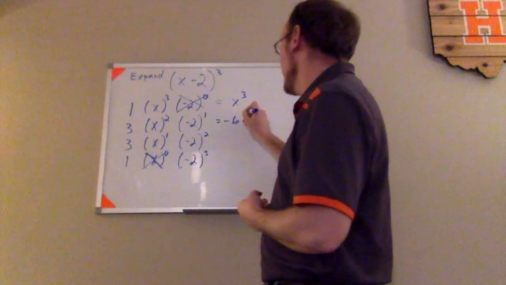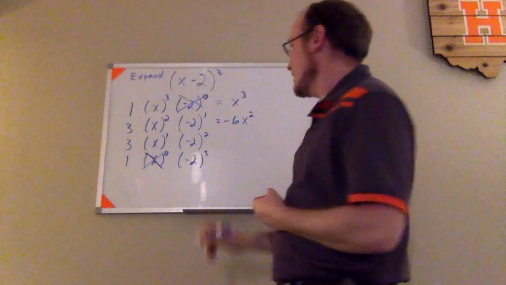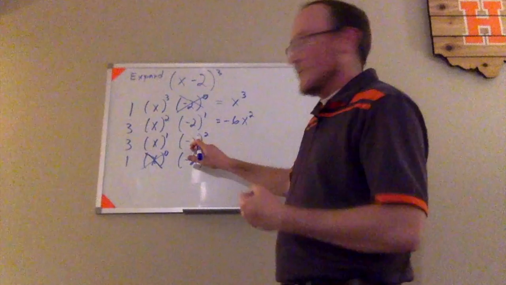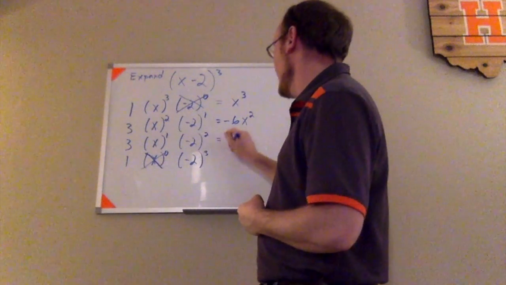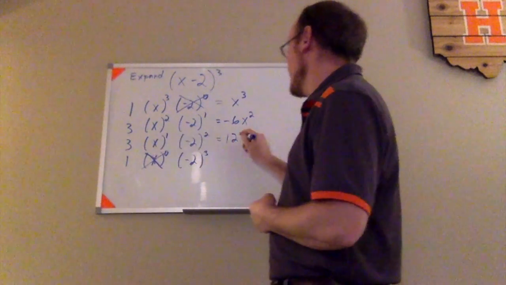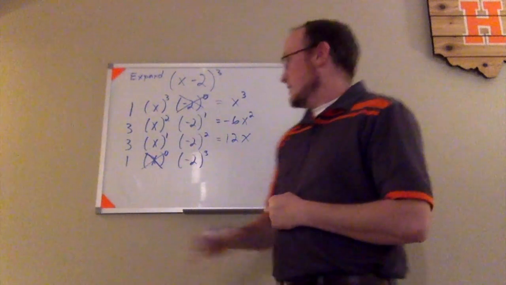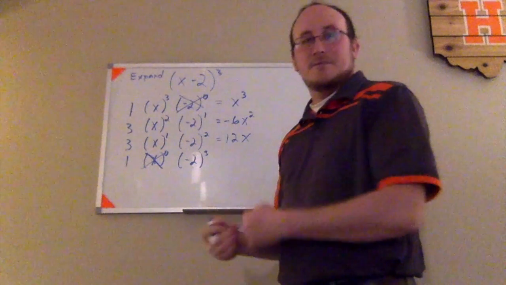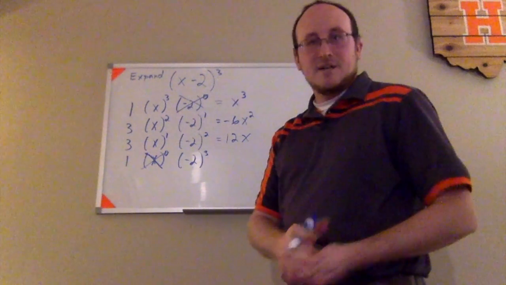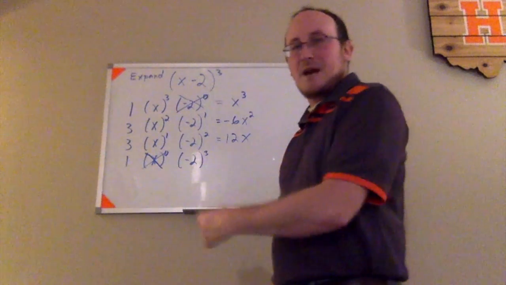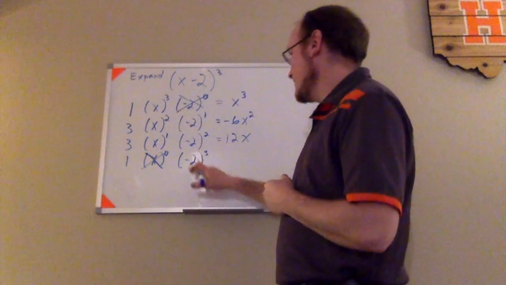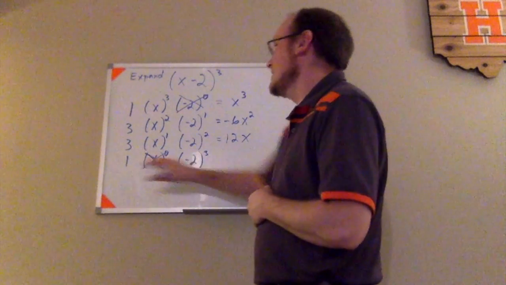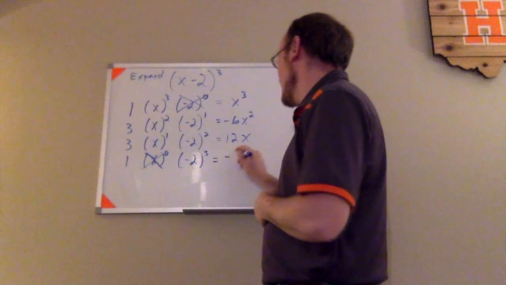Here I have negative 2 to the second power, which is actually positive 4, times 3, which is 12. And then I have x to the first power, or just x. Down here I have negative 2 to the third power. Again, remember, anytime you take a negative number to an odd power, it will be negative. Anytime you take a negative number to an even power, it will be positive. So negative 2 to the third power is negative 8, as a matter of fact, times 1, which is still negative 8.